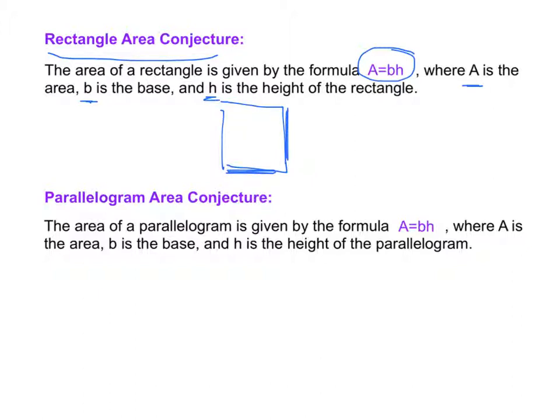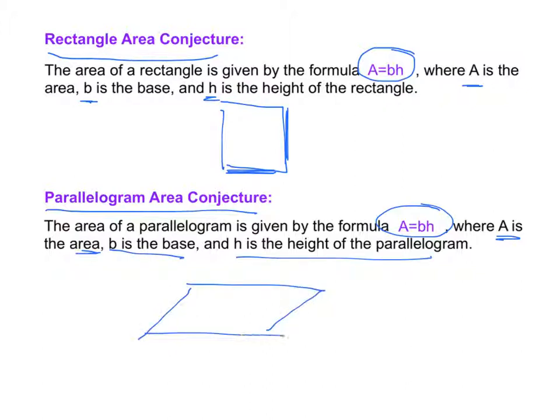So if we have our rectangle, how we get the area is we multiply the base times the height. And then we have our parallelogram area conjecture, which says that the area of a parallelogram is also given by the same formula, A equals BH, where A is the area, B is the base, and H is the height. But for parallelograms, we can't just take one side and call it the base and another side and call it the height. We've got to actually find the height, which is going to be a line perpendicular to here and that ends here. It's going to be an altitude.